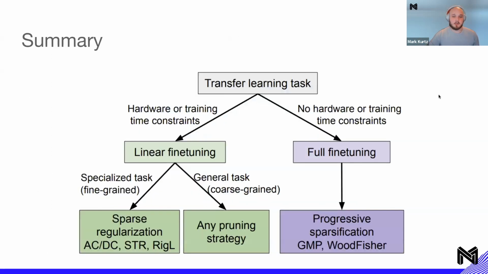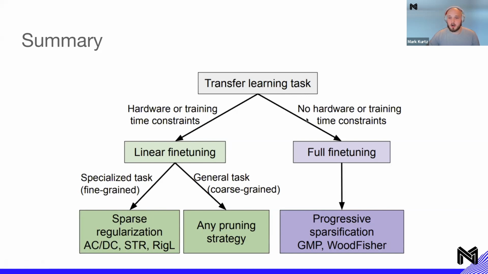Great. And then coming to the summary for this paper, what we come up with is if we have a transfer learning task and there are hardware or training time constraints, then we recommend doing linear fine tuning. And then we can break down into the different pruning strategies. If there is a specialized task, which is the fine grain, then sparse regularization works best, so ACDC and SCR regal. If it's a general task though, any pruning strategy will work. So it's generally safer to just do sparse regularization if you're doing linear fine tuning.